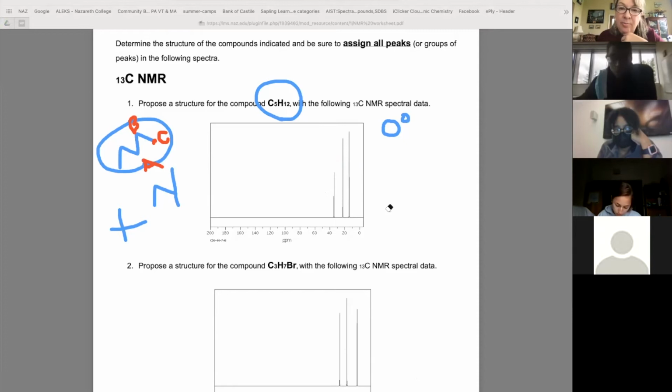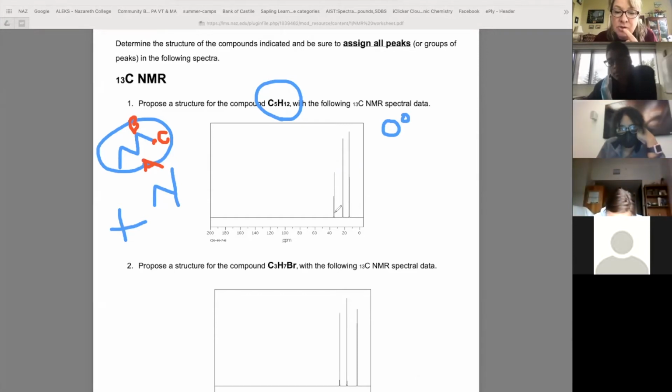It's not as helpful as the proton NMR. Could you explain how you find your neighbors? So that's in proton NMR. Let me finish this one. Okay, so do you see that, Kiara?